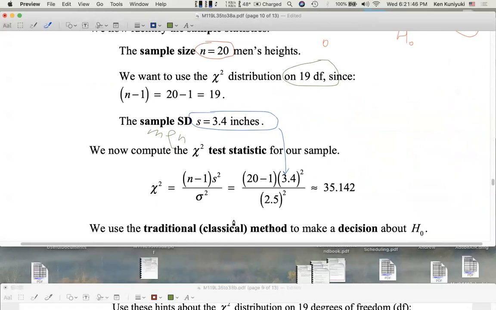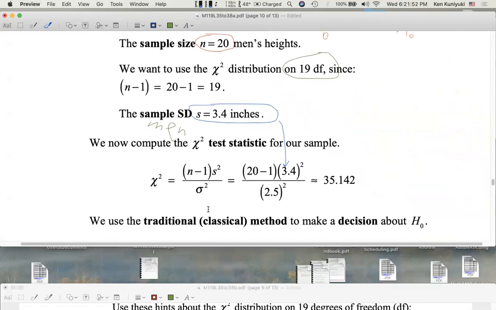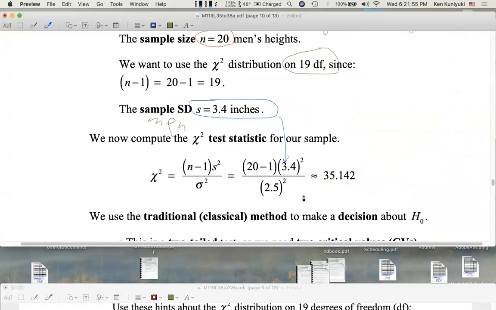Bear in mind that if the null had been framed in terms of population variance, then you would stick it in without the square. To square or not to square depends on what I'm giving you, and it depends on what you see in the formula. Work this out, and it's about 35.142 to 3 decimal places.